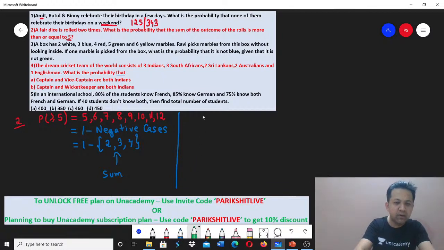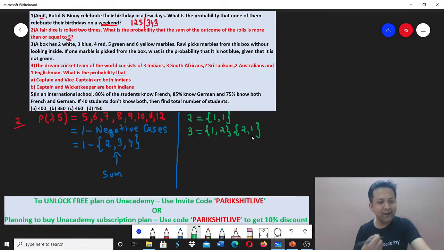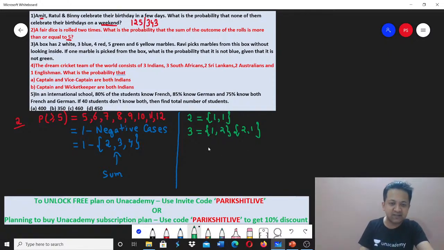So let's write it down. 1 minus, what is the possibility of getting a sum of 2? Sum 2 would be just one possibility, right? 1 and 1. If the sum is 3, what are the possibilities? It could be 1 and 2 or 2 and 1. Are these two separate cases? Yes. Why? 1 and 2 means 1 on the first die, 2 on the second die. 2 and 1 means 2 on the first die, 1 on the second die. So these are two separate instances.